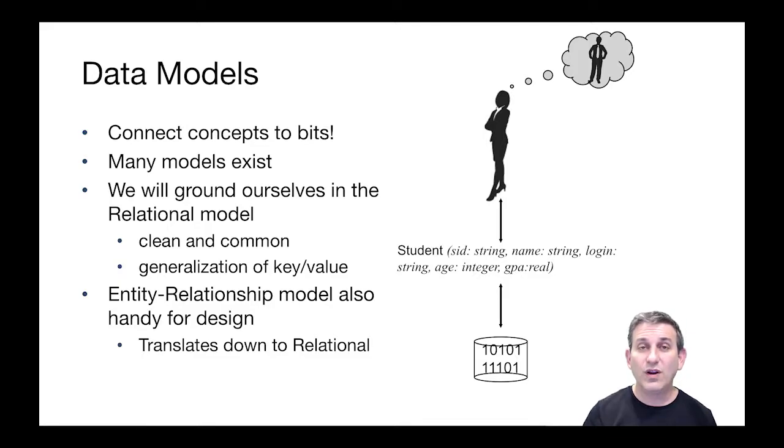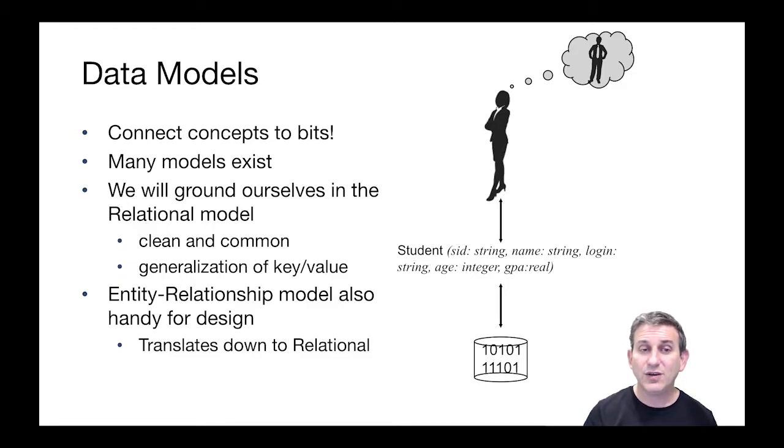We're going to ground ourselves in our lectures in the relational model because it's clean and simple, it's quite commonly used, and it's quite general. For example, it generalizes the notion of key-value pairs, which are used in key-value stores. It also generalizes graphs, and so the relational model is a nice kind of universal, simple model to work with.